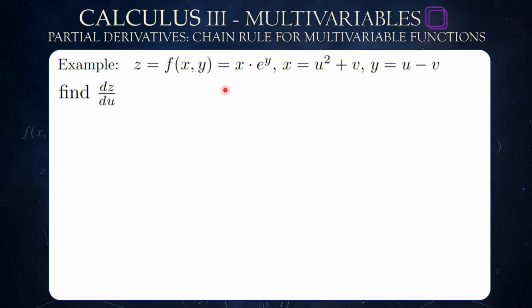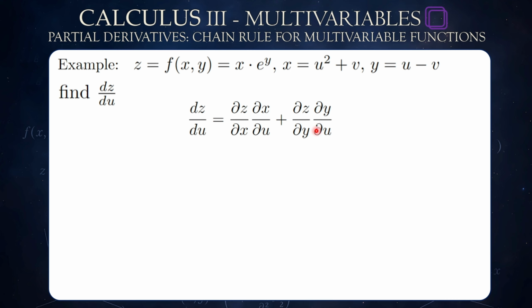An example for that, to make it simpler: we have the complex function here, z equals f(x,y) equals x times e to the power of y, and at the same time x equals u squared plus v, y equals u minus v. So find dz over du, the derivative of z with respect to u. This is equal to partial z over partial x, deriving z with respect to x, times the derivative of x with respect to u, plus partial z over partial y times the derivative of y with respect to u.